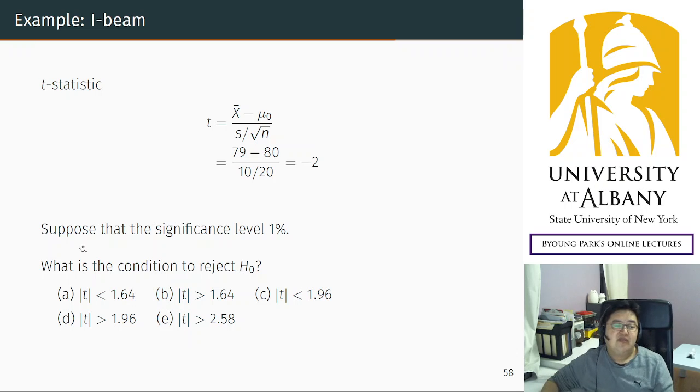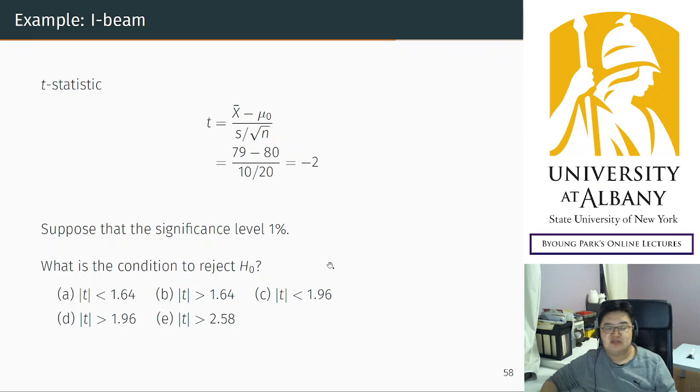So now we are going to compare. Suppose that a program calculates the t-statistic for you, so you obtain this from software. Then how can you make the decision? Suppose that the significance level is given as 1%. Then what is the decision rule? When would you reject the null hypothesis?